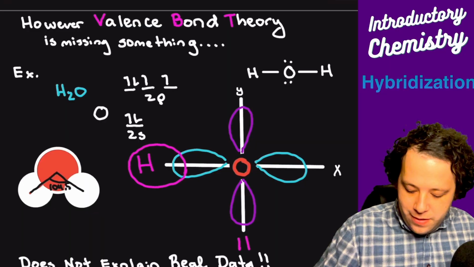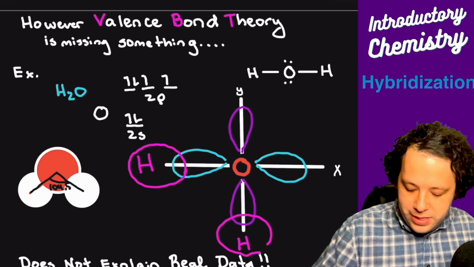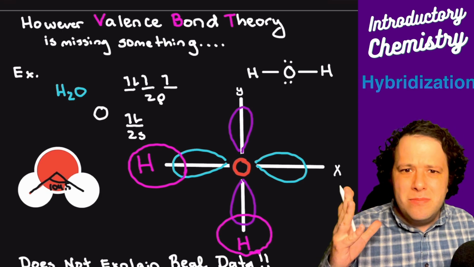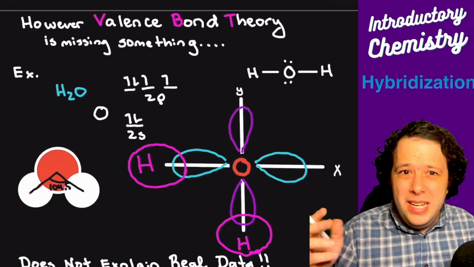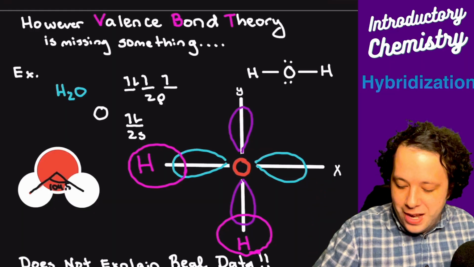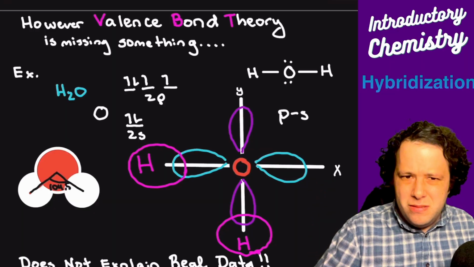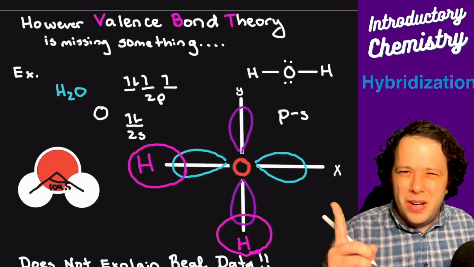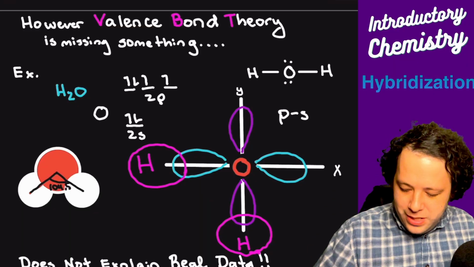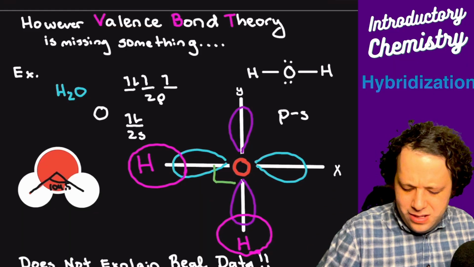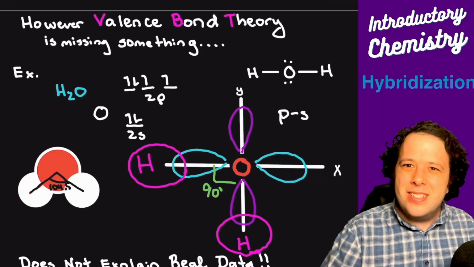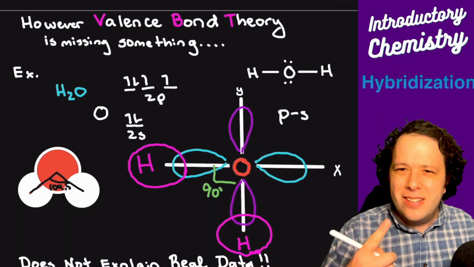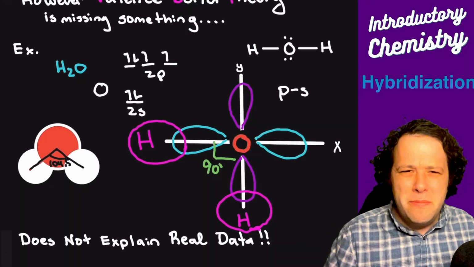Then we'll put another hydrogen on the y-axis. Great. So we put all that there. So we have this P to S interaction. That's exactly what we want. But wait a minute. If I'm looking at X and Y Cartesian axes, what's the bond angle that's here? This is 90 degrees. That doesn't explain what the data shows. So it's not matching at all.